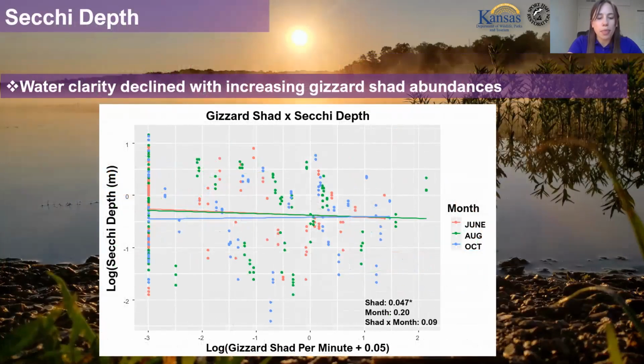Next up is Secchi depth. So we did find that water clarity tended to be slightly reduced at higher shad densities, supporting our prediction. And this pattern tended to be stronger in June and August than it was in October.